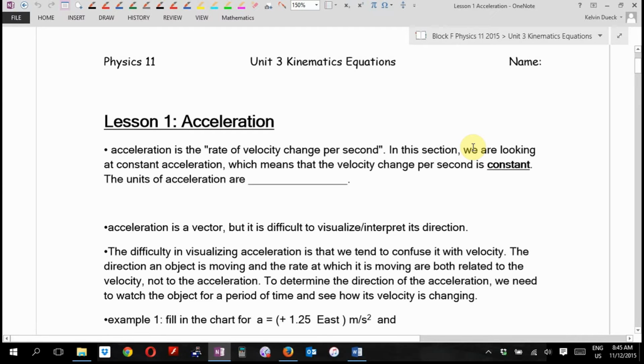Here we go. Finally, I get to do some physics without pictures, some calculations. Lesson 1, acceleration. Acceleration is the rate of change of velocity, it's the rate of velocity change per second.